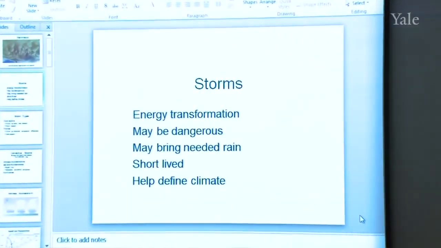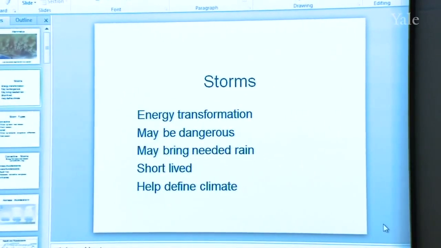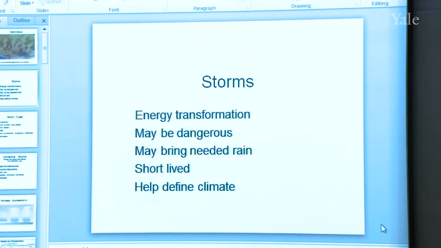Okay, but now we're going to talk about storms, and we're going to stay on this subject for a day or two. It's a huge subject. Your book is really good and voluminous on this subject, and I assume you've already read a number of these chapters. I hope you're doing that.